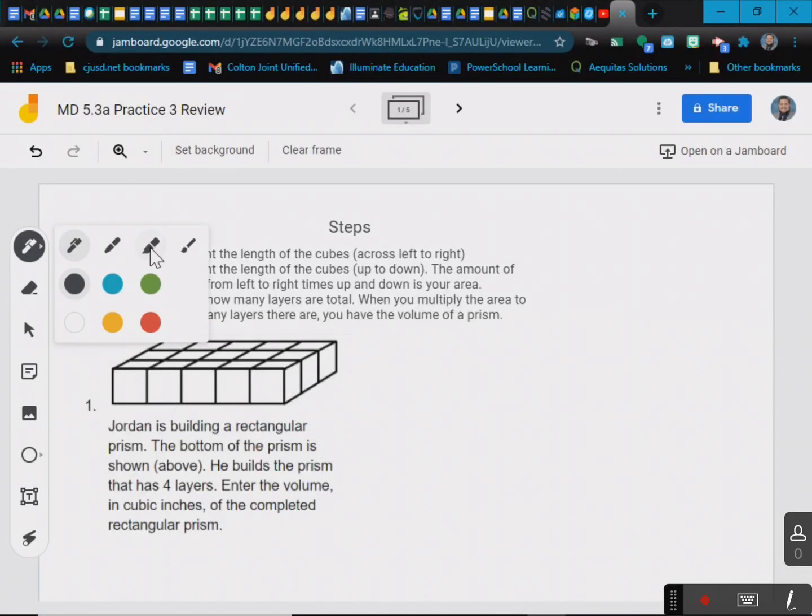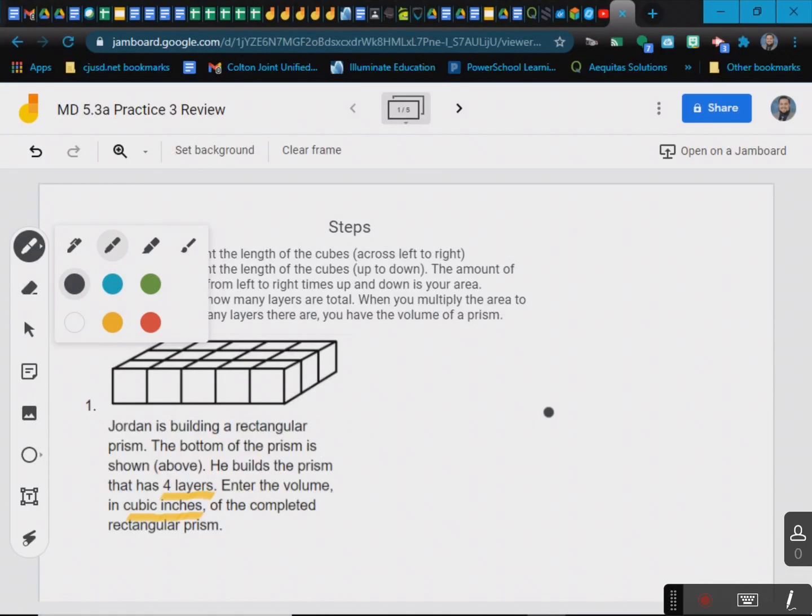I'm going to get my handy dandy highlighter out. It says Jordan is building a rectangular prism. The bottom of the prism is shown above, so this is just the bottom. He builds a prism that has 4 layers. I want to underline that. 4 layers. It's going to be 4. Enter the volume in cubic inches. I'm going to underline that too. Of the completed rectangular prism.